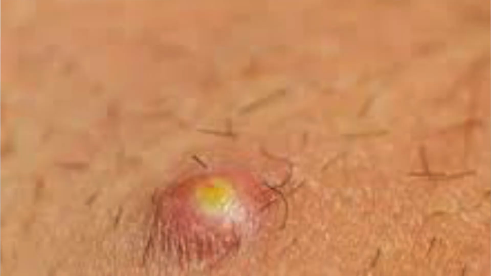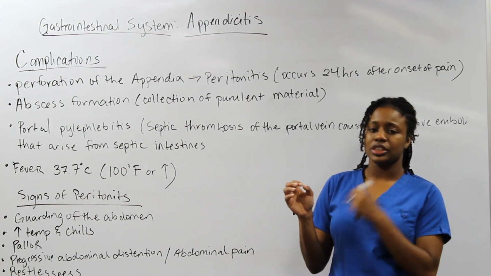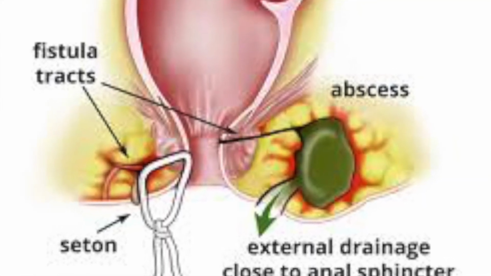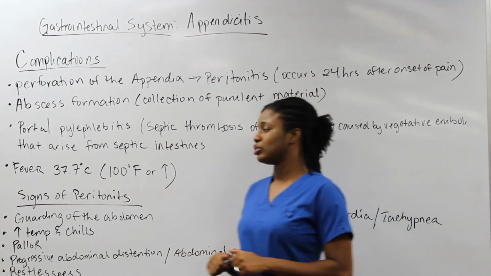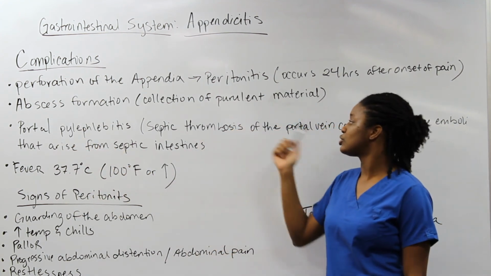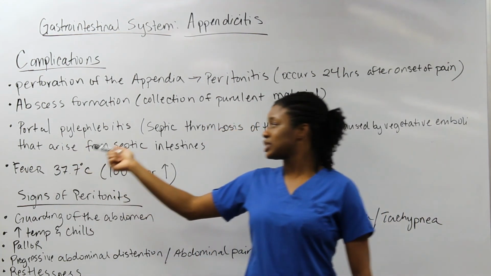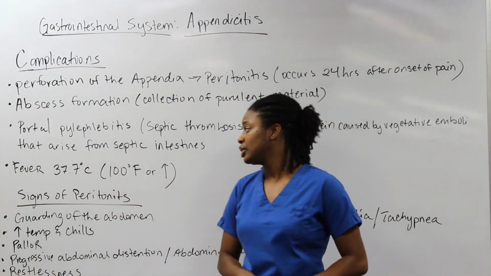All right, abscess formation, right, and abscess formation is pretty much a collection of purulent material in that area. It's almost like a sac, and there's fluids and different material that just collect over time and stay there until eventually the abscess can start pushing and bulging on different organs. Okay, you have portal pylephlebitis, which is pretty much a septic thrombus of the portal vein caused by vegetative emboli that arise from septic intestines, okay? So this is another complication that can occur, all right?